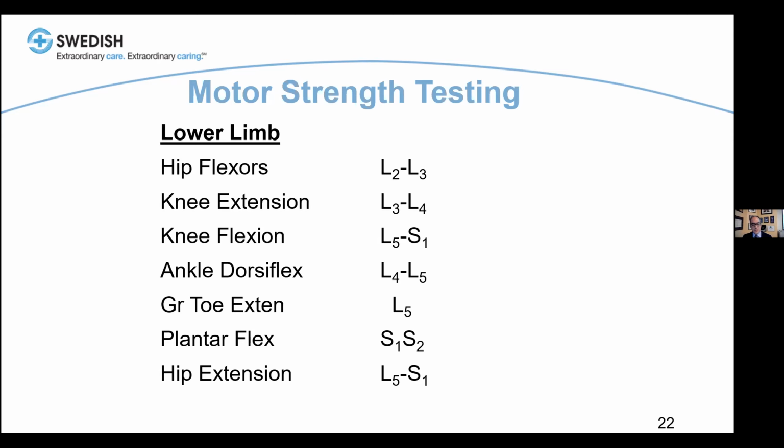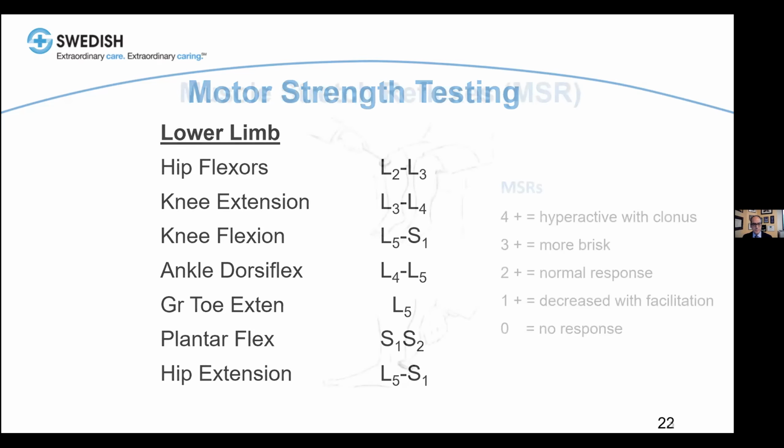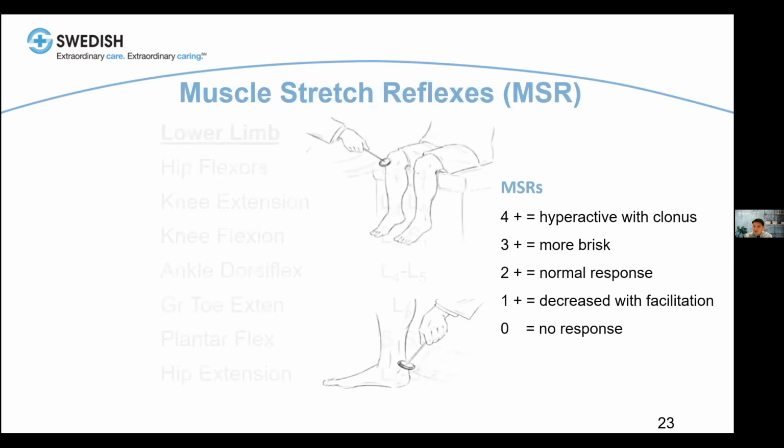So again, hip flexion is L2-3, knee extension L3-4, knee flexion L5-S1, ankle dorsiflexion L4-5, great toe extension L5, and then plantar flexion S1-S2, and hip extension L5-S1. So again, while you're doing these multiple tests, you're thinking about this, and then you're getting your differential diagnosis kind of simplified. Just a quick comment on that, Stephen, if you want to go back to that slide.